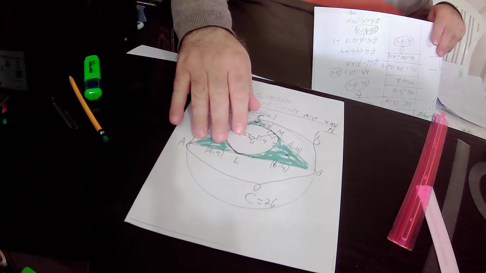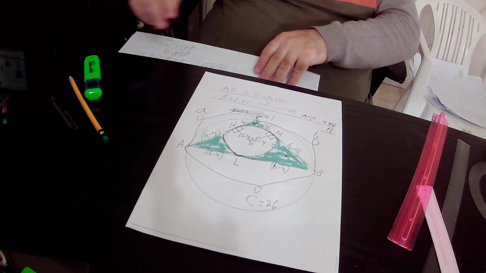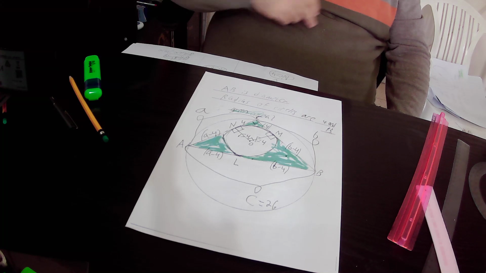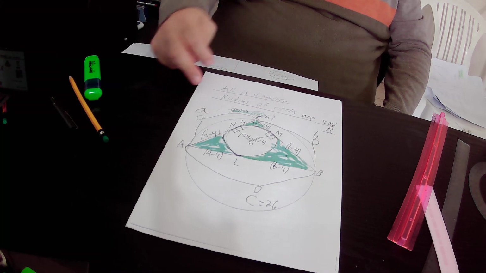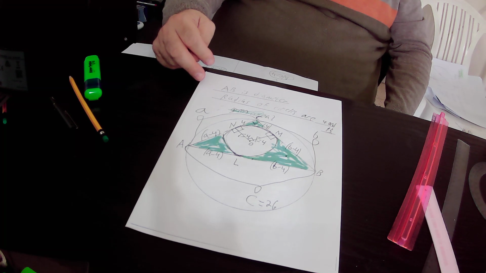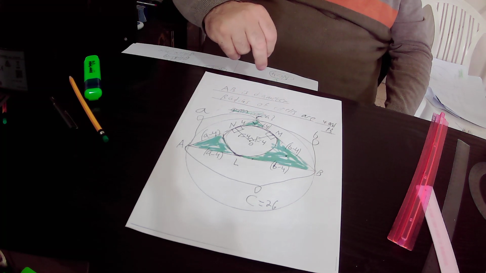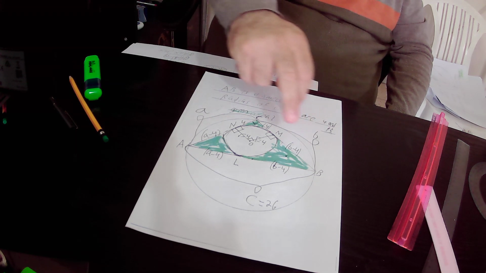We have the big circle. Triangle ABC is inscribed by the big circle, and inside triangle ABC we have a small circle, so the small circle is inscribed by triangle ABC, and triangle ABC itself is inscribed by the big circle.